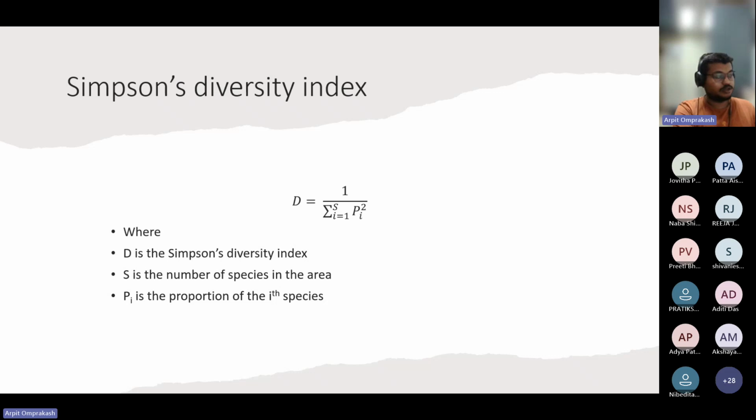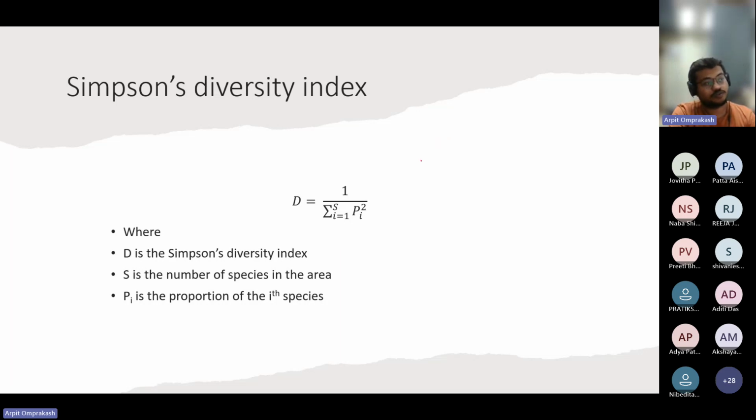Now, how do we quantify or measure biodiversity or species diversity? There are different indices that help us mathematically do that. So the first one is called Simpson's Diversity Index. So this is the formula for Simpson's Diversity Index. So here D is Simpson's Diversity Index, S is the number of species in a given area, and Pi is the proportion of the ith species.